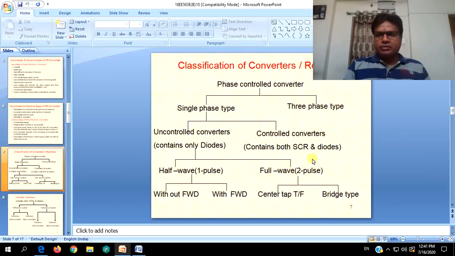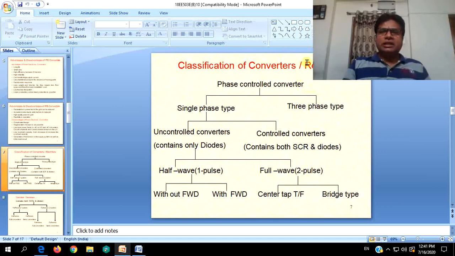Next comes the classification of converters or rectifiers. To start with, the converters can be of any type: rectification, inversion, cycloconverters, voltage regulators, choppers. Just similar to thyristor family devices, there are many thyristor family devices, but SCR is called a thyristor in most of the discussions.